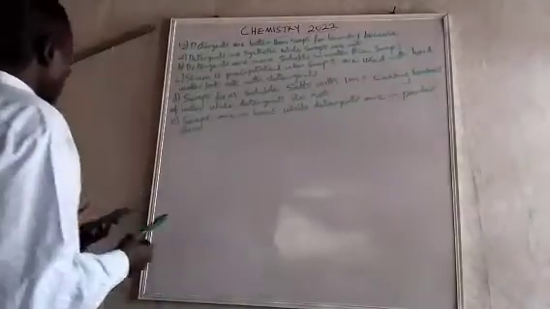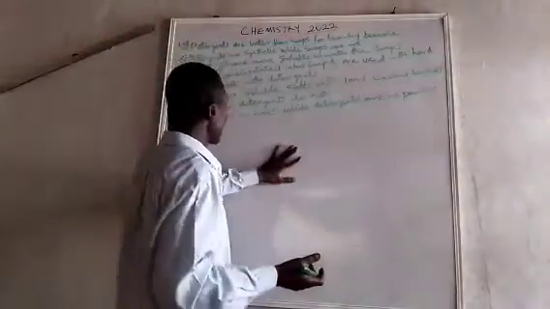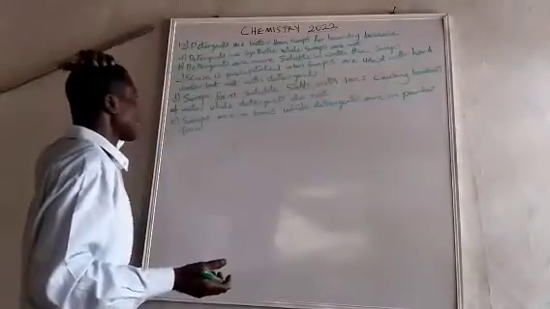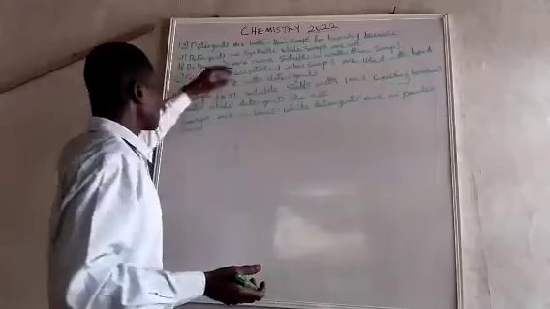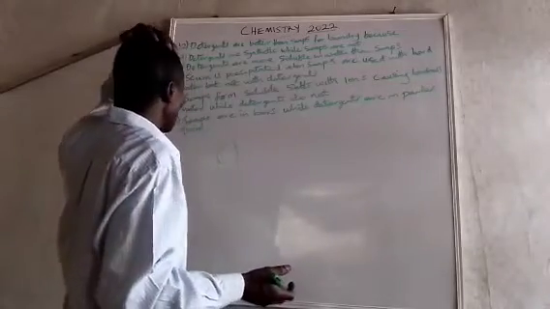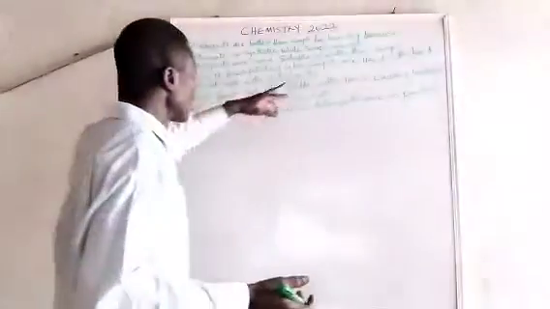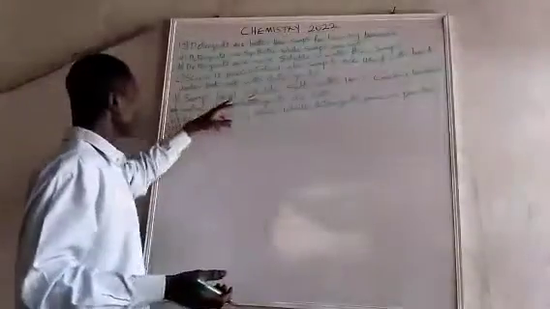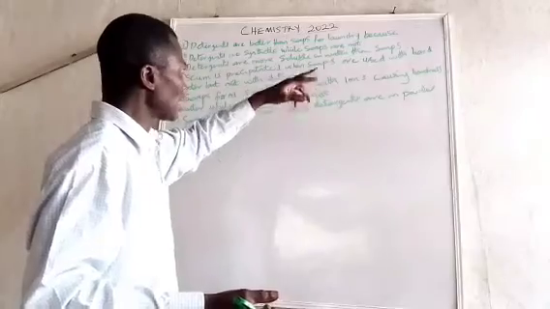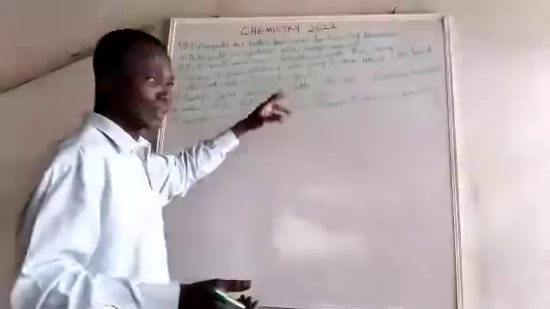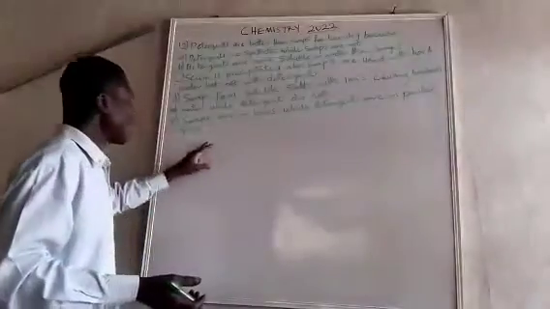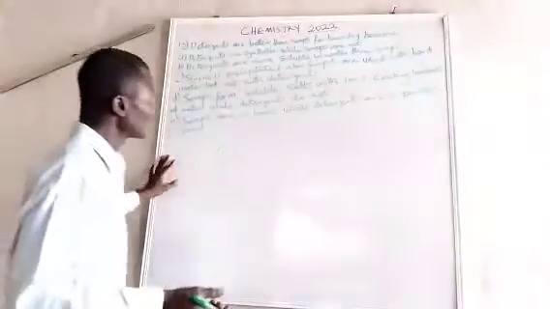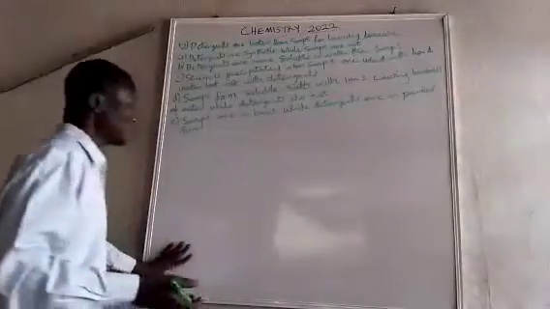Now the next one says detergents are better than soap for laundry because A, detergents are synthetic while soaps are not. B, detergents are more soluble in water than soap. C, scum is precipitated when soaps are used with hard water but not with detergents. D, soaps form soluble salts with ions causing hardness of water while detergents do not. E, soaps are in bars while detergents are in powder form. So the answer is C.